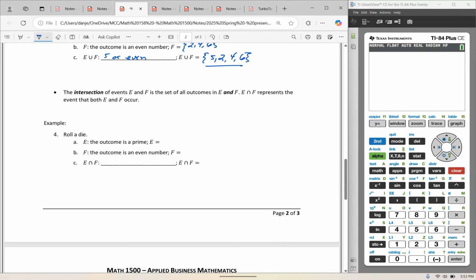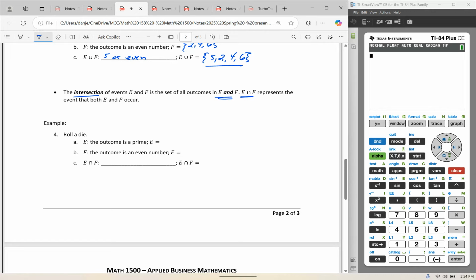The intersection, again, hopefully you remember this from a previous video. The intersection is the set of all outcomes that are in both E and F. And again, we have our symbol here, E intersect F. Those are all the events that are in both, and it represents the event that both E and F occur.